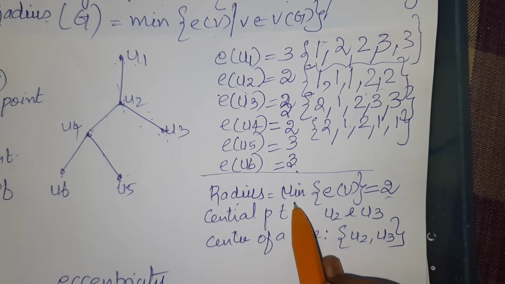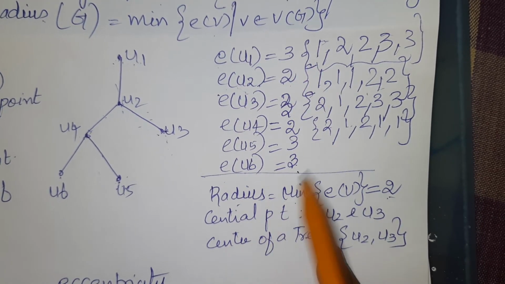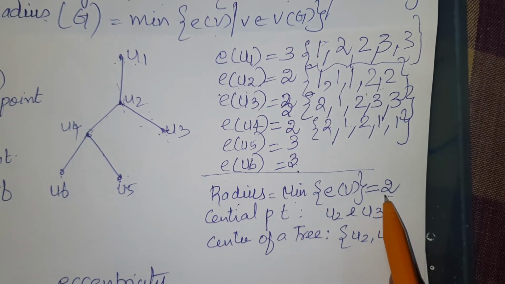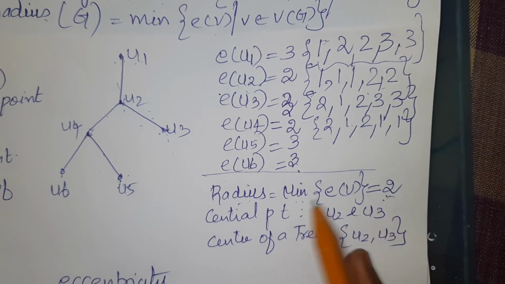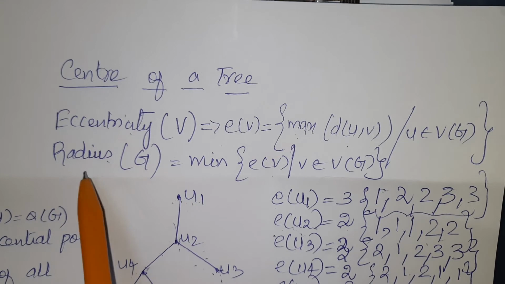Radius is nothing but the minimum of all the eccentricities. The minimum of all the values of eccentricities. So the minimum value is 2. The smallest value is 2. So the radius is given by that particular minimum value. So this is how we find the eccentricity and radius.